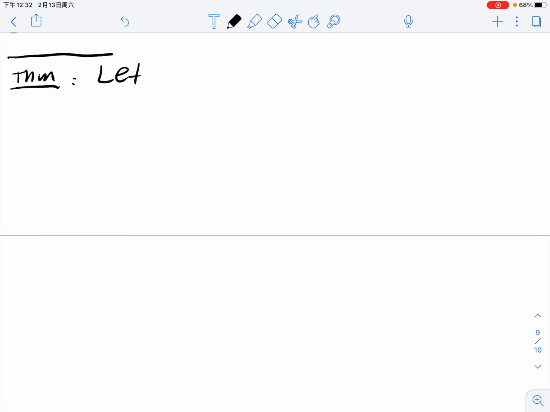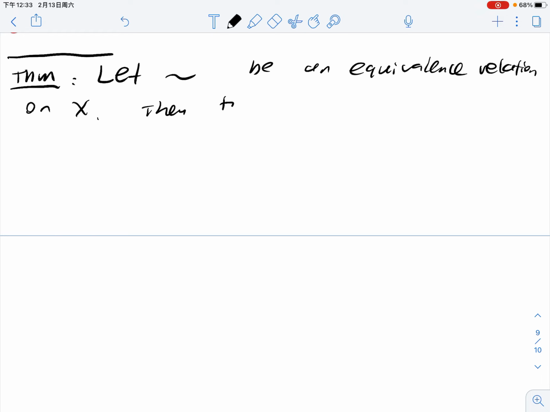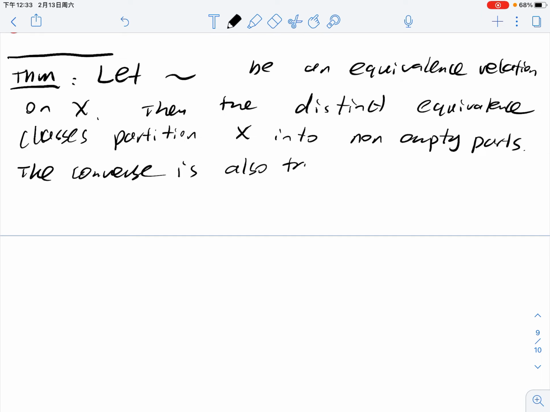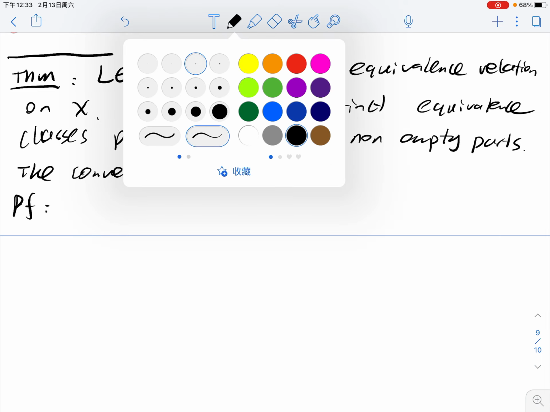Okay, and an important theorem says that an equivalence relation gives you a partition of the set. So more precisely, let theta be an equivalence relation on X, then the distinct equivalence classes partition X into non-empty parts, and the converse is also true. So I will leave it to you to prove it.